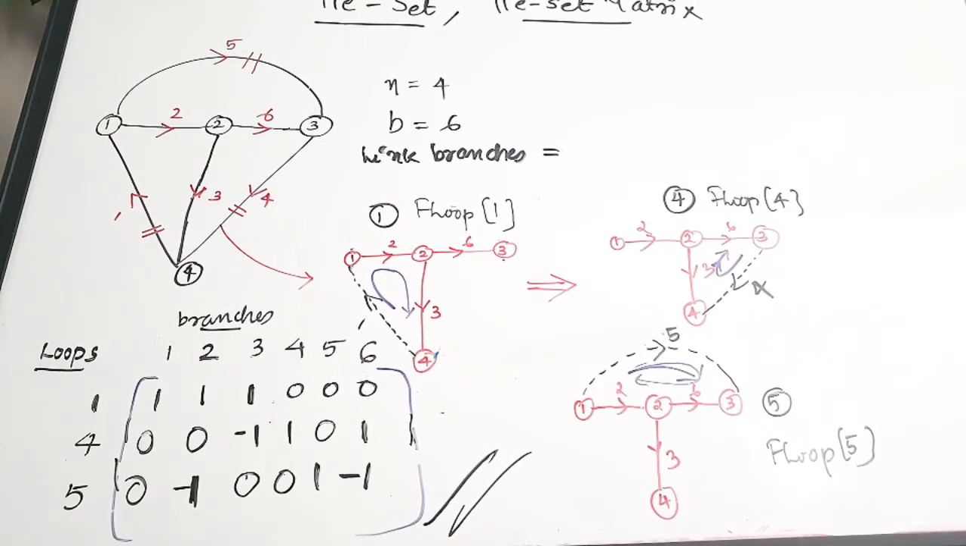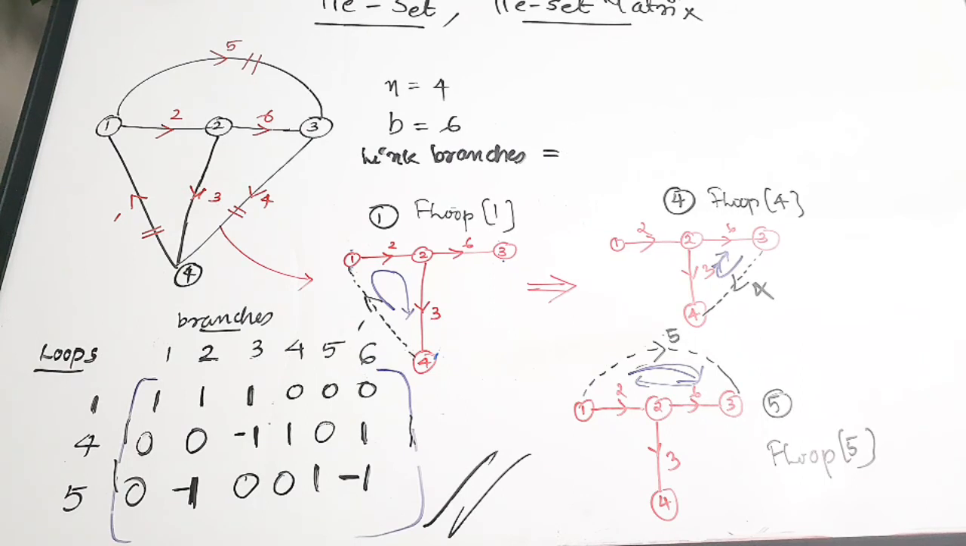So for this graph, we have formed three fundamental loops. Three fundamental loops are possible because the number of fundamental loops can be calculated using the equation b minus n plus 1, right? So it is 3. So you can form 3 loops here, and we have formed them.